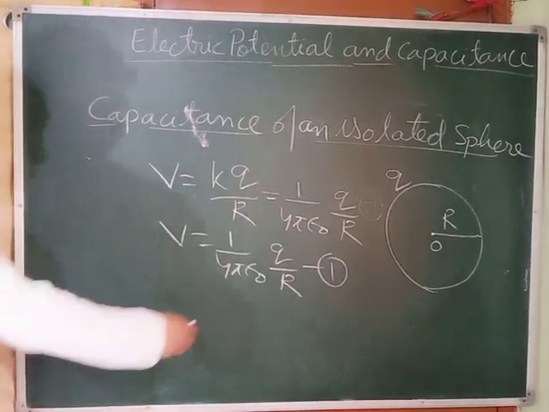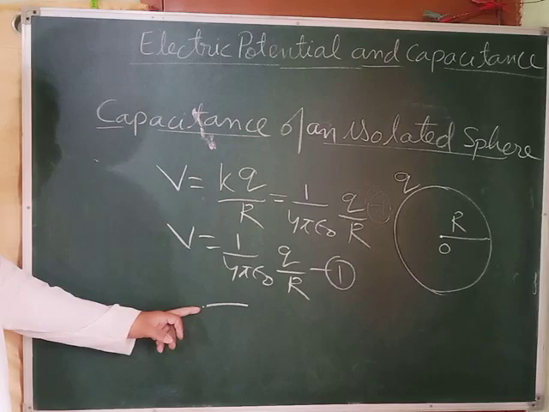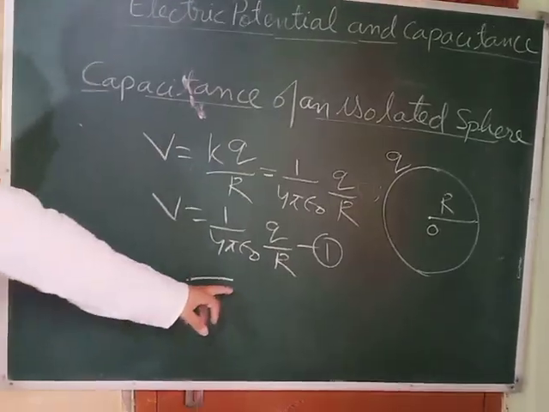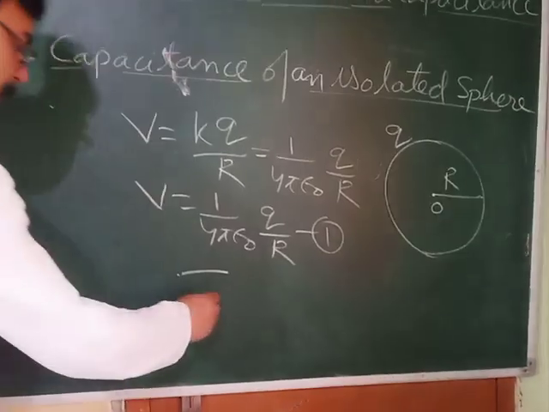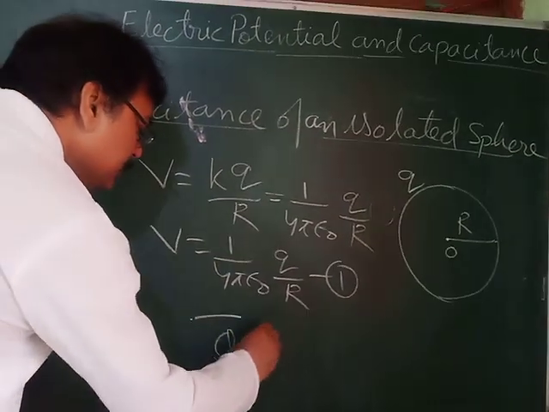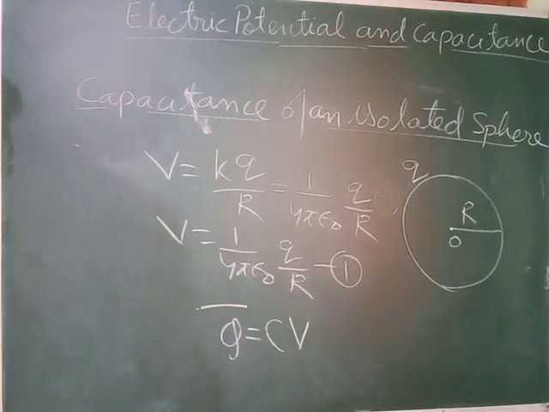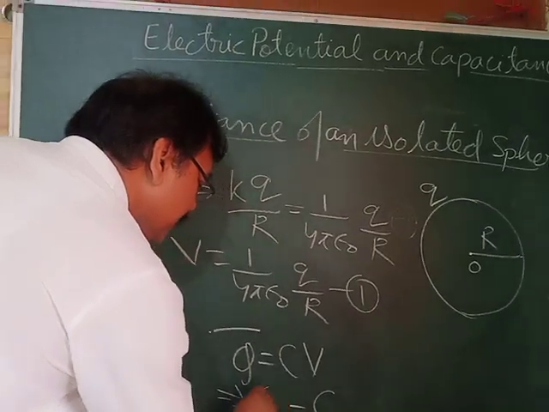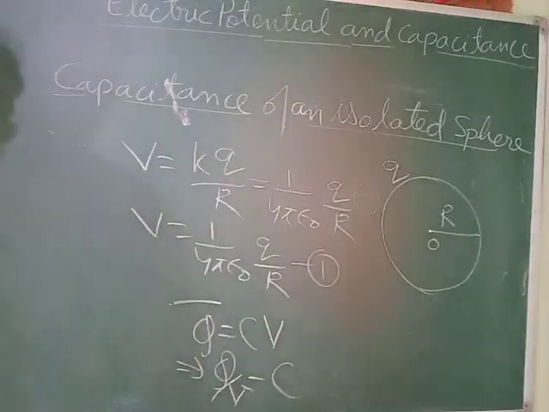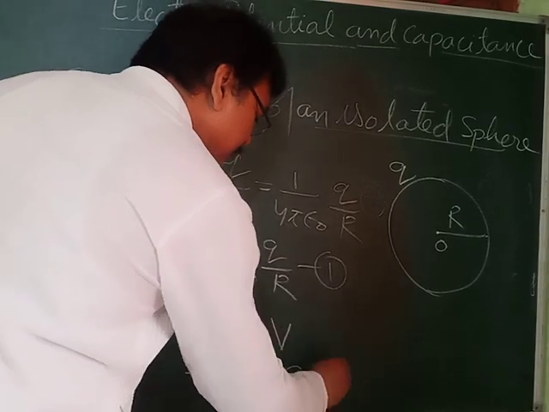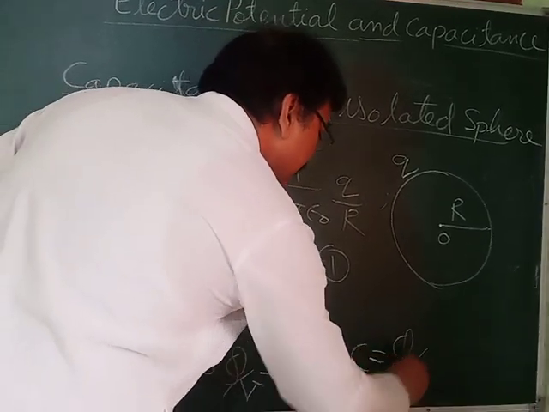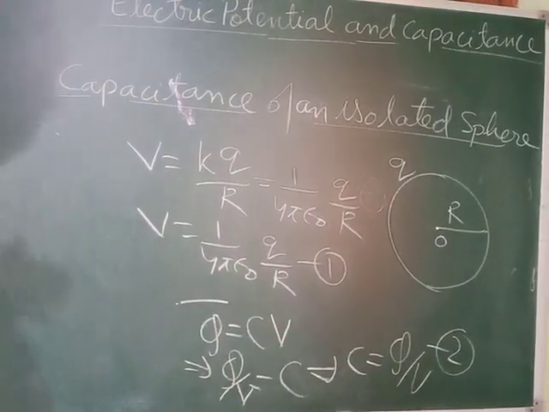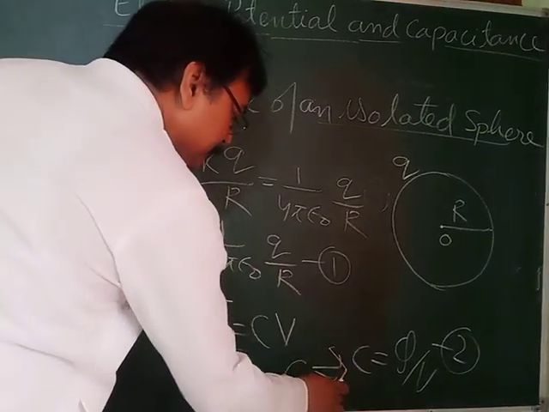Written. Okay. Now, after this, what will I write here? According to the definition of capacitance, you will write Q is equal to CV. Okay. This implies that C is equal to Q by V. This is our equation number 2. Written? Implies that. Okay.